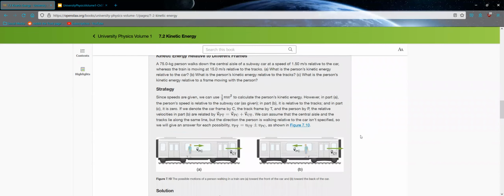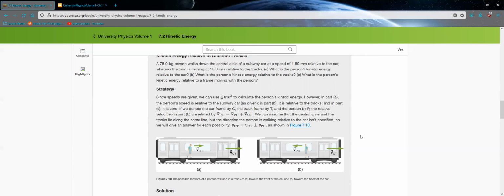So a person is on a train. A 75-kilogram person walks down the center aisle of a subway car that's traveling at 1.5 meters per second relative to the car, whereas the train itself is moving 15 meters per second relative to the tracks. So can you calculate that person's kinetic energy relative to the car, the train car, relative to the tracks the train is moving on, and relative to the kinetic frame that's somehow attached itself to the person? So it's a kinetic frame moving with the person.